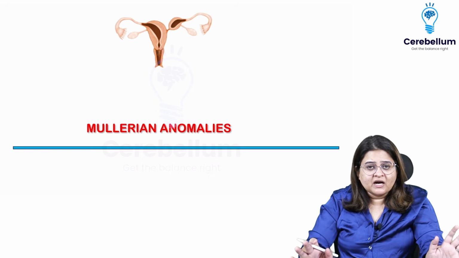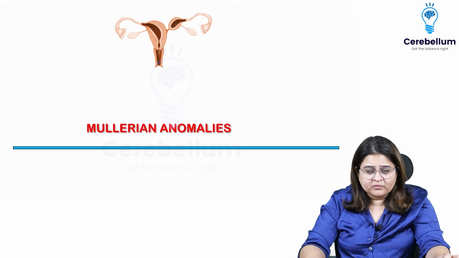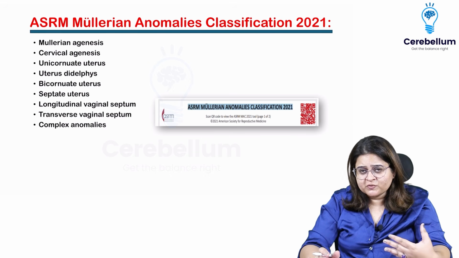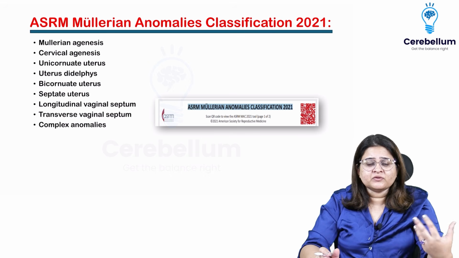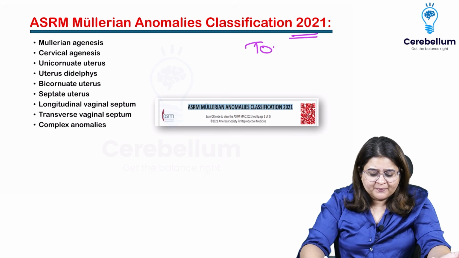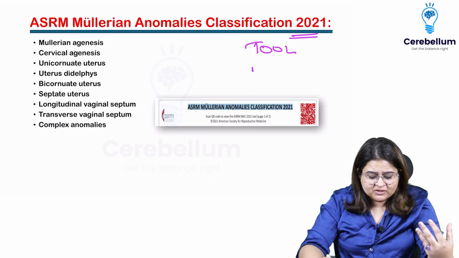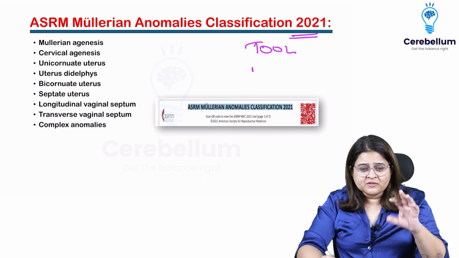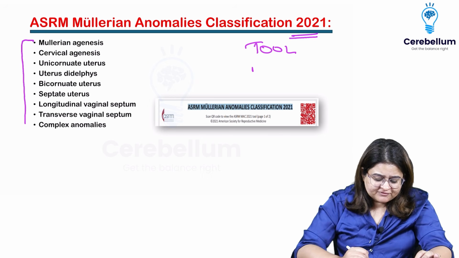On to another very high yield topic, that is Mullerian anomalies. This is the most recent classification. There are many classifications which came in between the ESHRE, the ASRM. Now the ASRM 2021 has come out, which is more of an app. It's a tool which is on an app, and you can find it on your phones. And these are the classification categories.